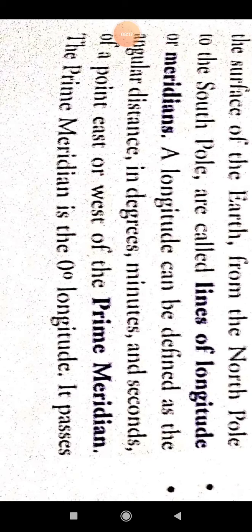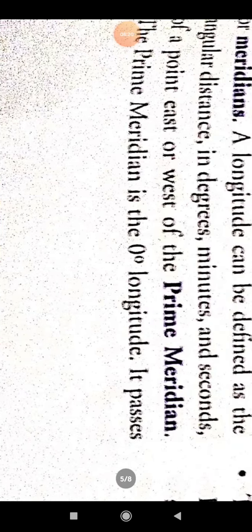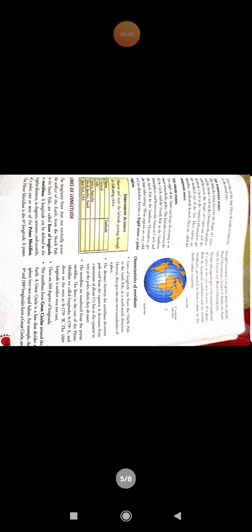And the prime meridian is the 0 degree longitude, and it passes through Greenwich in England, where the British Royal Observatory is located, and it divides the earth into eastern and western hemisphere. Okay, so the prime meridian divides the earth into two hemispheres, the eastern hemisphere and the western hemisphere, and the lines of longitude give the coordinates of a place from east to west.